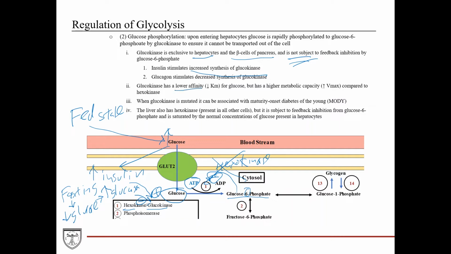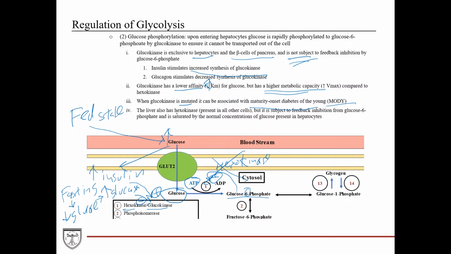Glucokinase has a lower affinity for glucose. This is an arrow. It should be an up arrow. So it has a higher Km for glucose, but it has a higher metabolic capacity compared to hexokinase. That makes sense. It's so that it doesn't get saturated by these concentrations of glucose. It allows it to have a much higher capacity to handle these high levels of glucose that come in during the fed state. When glucokinase is mutated, it's associated with maturity onset diabetes of the young, MODY. It's just a nice little nugget we threw in there for you. Be aware that either a biochem exam or a board exam could ask that.